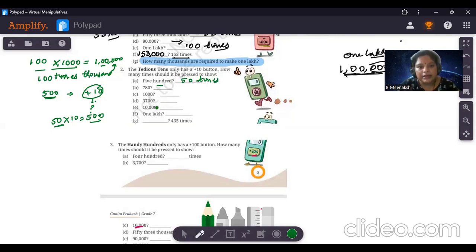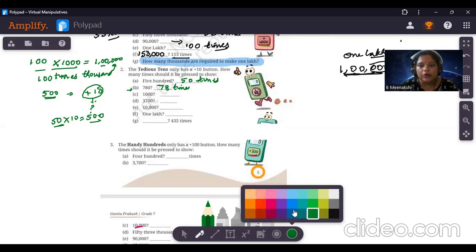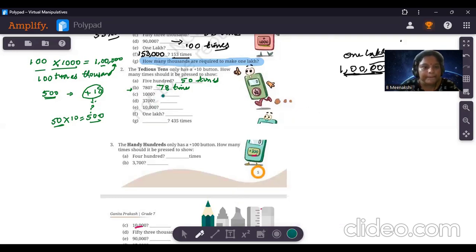Similarly, to display 780 in the calculator, 10 has to be pressed 78 times. Correct. Similarly, to display 1000, in 1000 you should take out 10 because the calculator has a plus 10 button. So the remaining part is 100. So the plus 10 button has to be pressed 100 times.